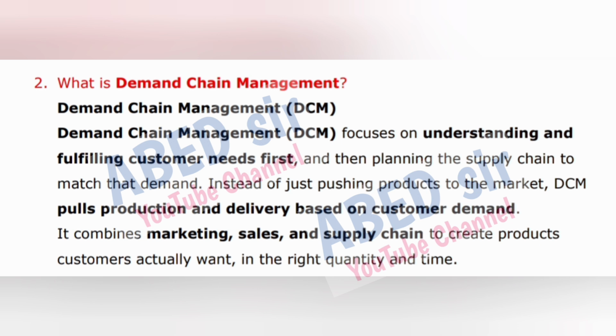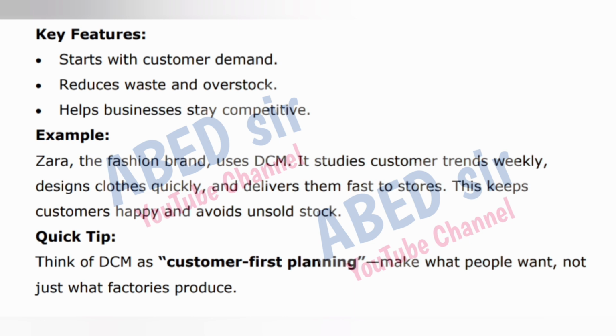Demand chain management, DCM, focuses on understanding and fulfilling customer needs first and then planning the supply chain to match that demand. Instead of just pushing products to the market, DCM pulls production and delivery based on customer demand. It combines marketing, sales, and supply chain to create products customers actually want in the right quantity and time. Key features: starts with customer demand, reduces waste and overstock, helps businesses stay competitive.